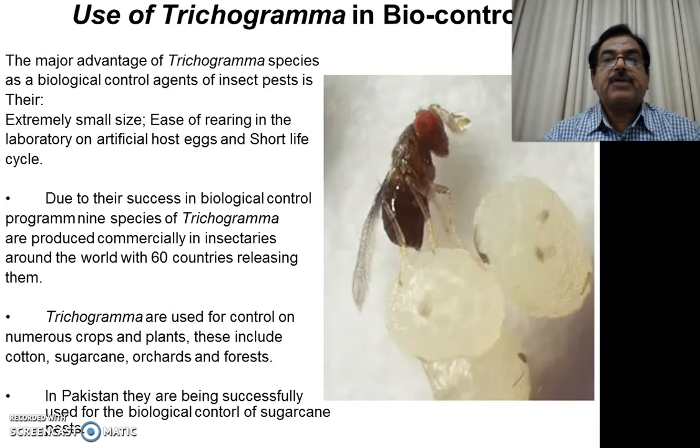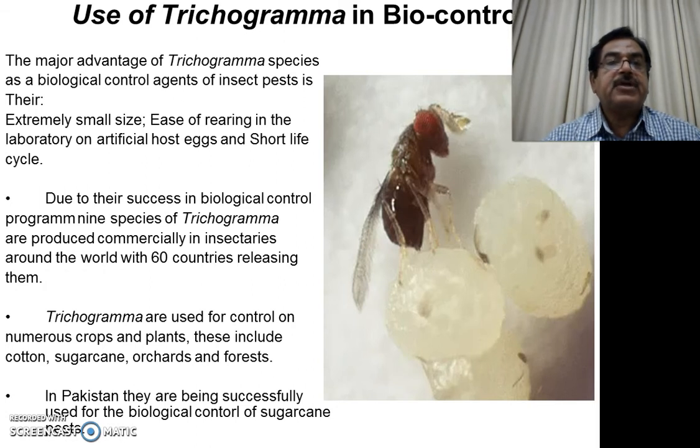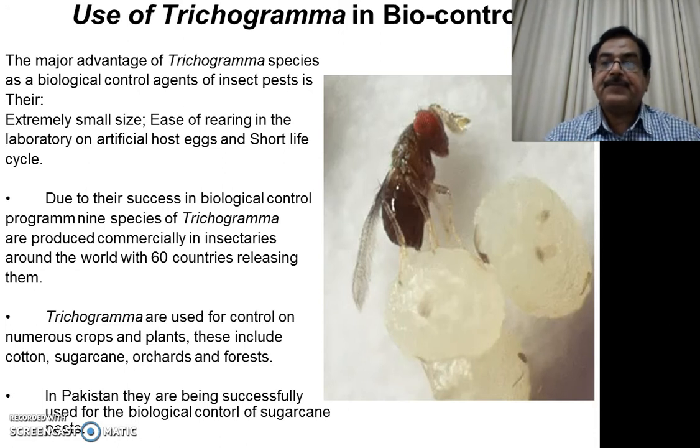Use of Trichogramma in biological control programs. The major advantage of Trichogramma species as biocontrol agent of insect pests is their extremely small size, ease of rearing in the laboratory on artificial host eggs, and short life cycle. Due to their success in biological control programs, 9 species of Trichogramma are produced commercially in insectaries around the world, with 60 countries releasing them.